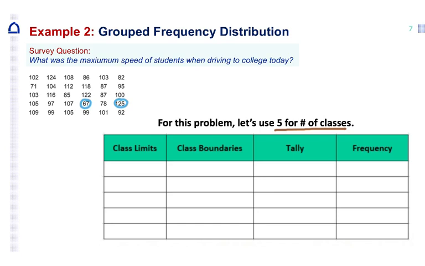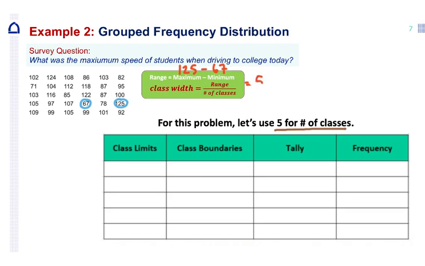So there is a formula so we can decide how big to make each class, what the class width should be. So here's the formula. It says that the class width should be the range divided by the total number of classes you want to have in your table. So the range is the maximum minus the minimum. In our case, it's 125 minus 67. So in this case, it will be 58 divided by, we want 5 classes. So when we do that division, we get that the class width should be 11.6.